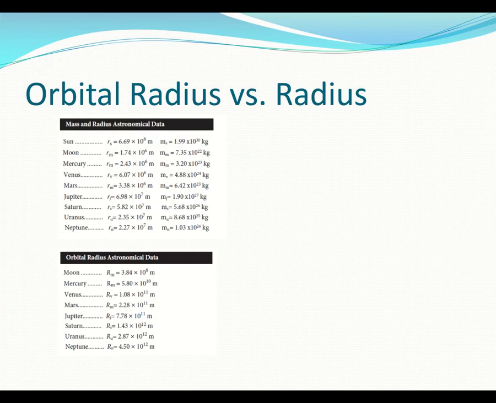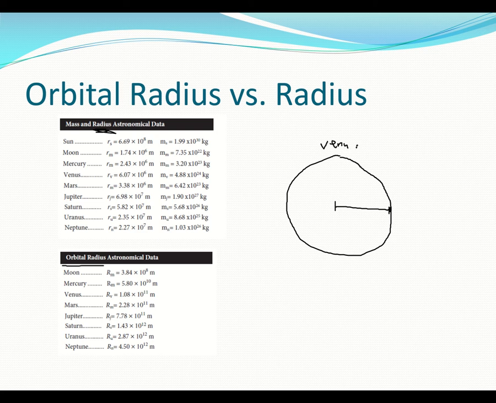So this term in our data booklet, orbital radius and radius. So this is radius here, and this is orbital radius. So this is on the back of our data booklet as well. So radius is if I have a planet. So this is my planet, and this is the radius of the planet. So for example, if this was Venus, the radius of Venus is 6.07 times 10 to the 6 meters.